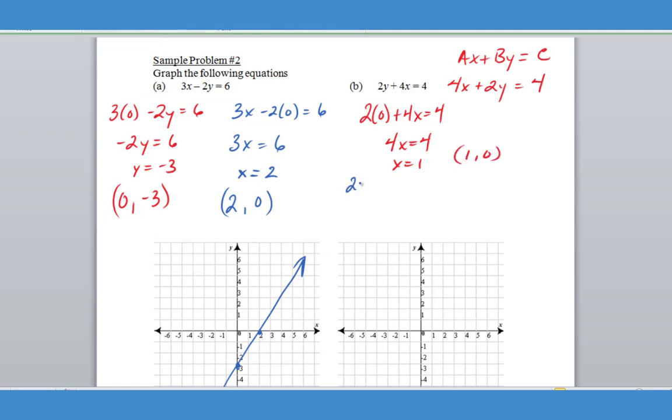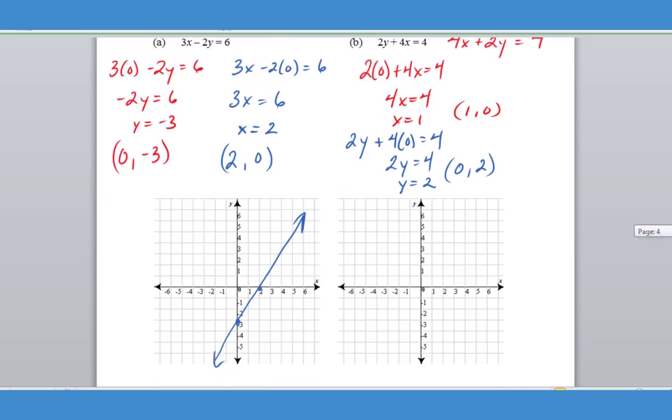And then of course I'm going to do the other side. This time I'm going to make x equal to 0, which gives me 2y equals 4, and then y equals 2, and that simply gives me the point 0, 2. Now if you needed a t-chart to help you with these points, feel free to do that. This is to make this easier for you so that you get accuracy first and speed comes second. So accuracy is always our most important priority.